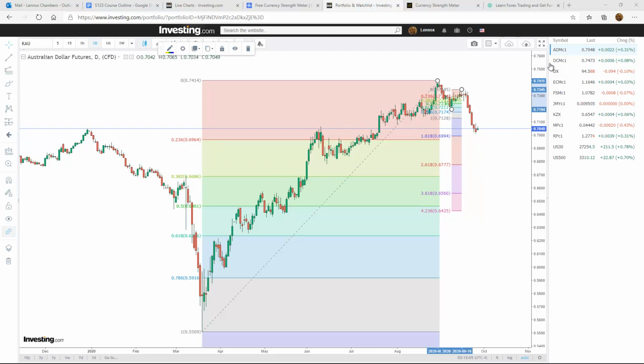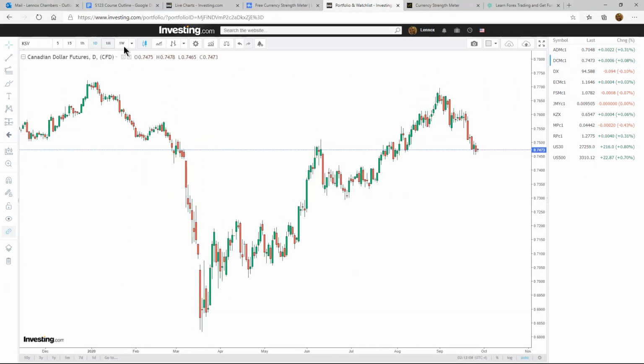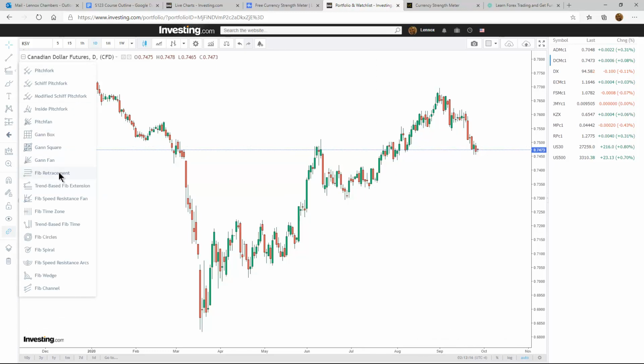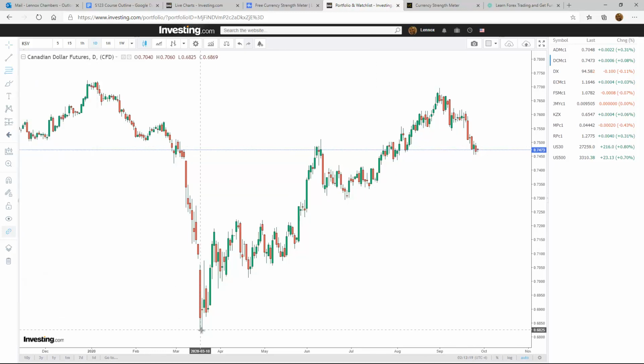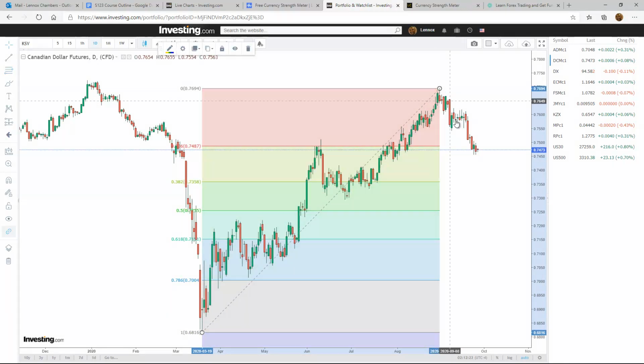Now let's take a look at the Canadian dollar. The Canadian dollar is also looking weak against a strong US dollar at this point. So again, the same retracement of the current move to the upside. And here's 38% to this. So the first area of support is in between 38 and 50%.